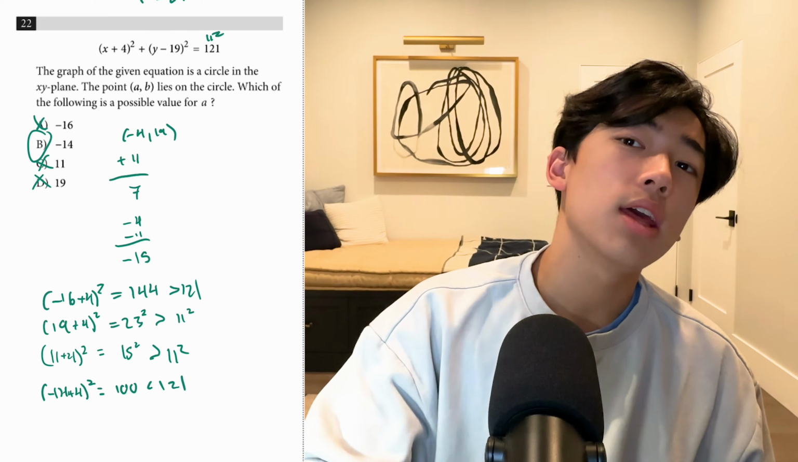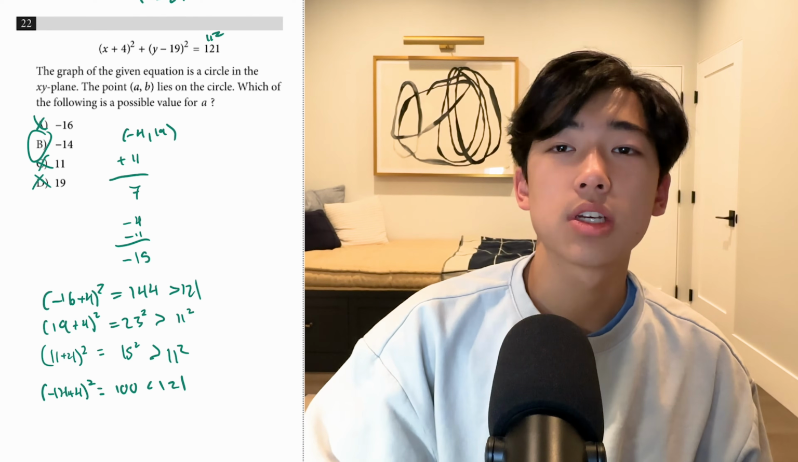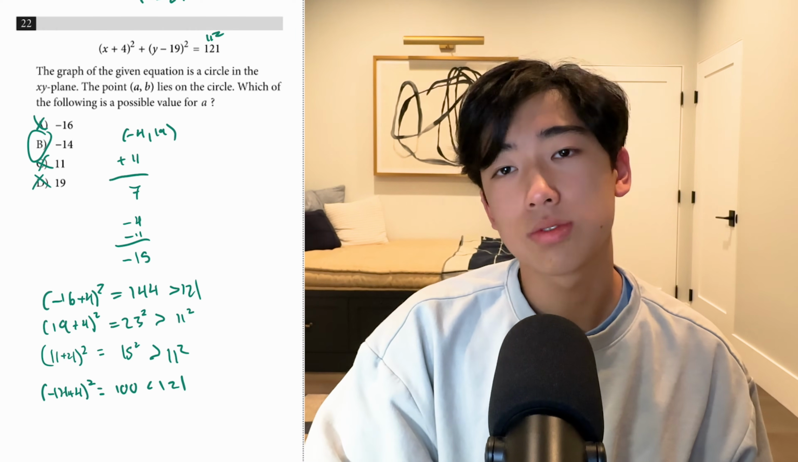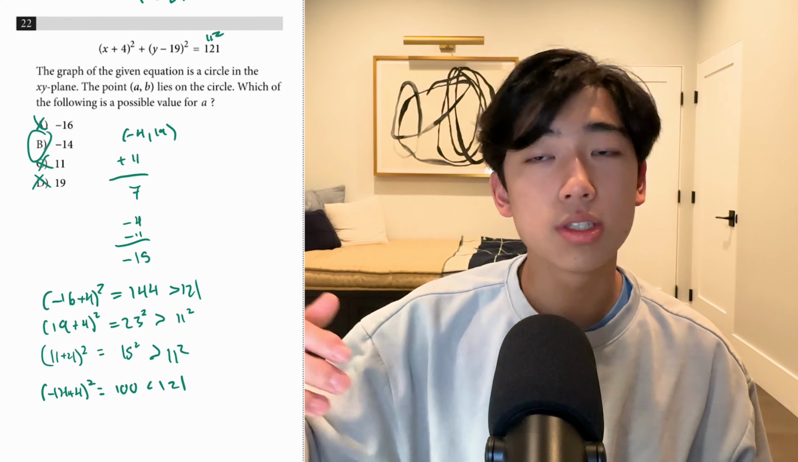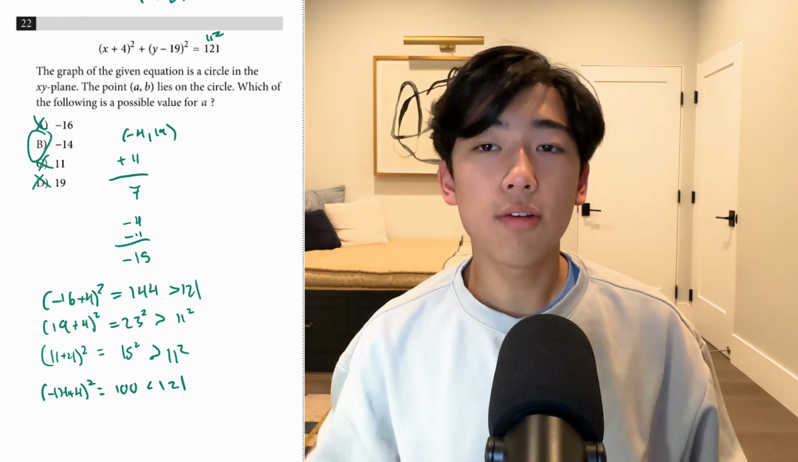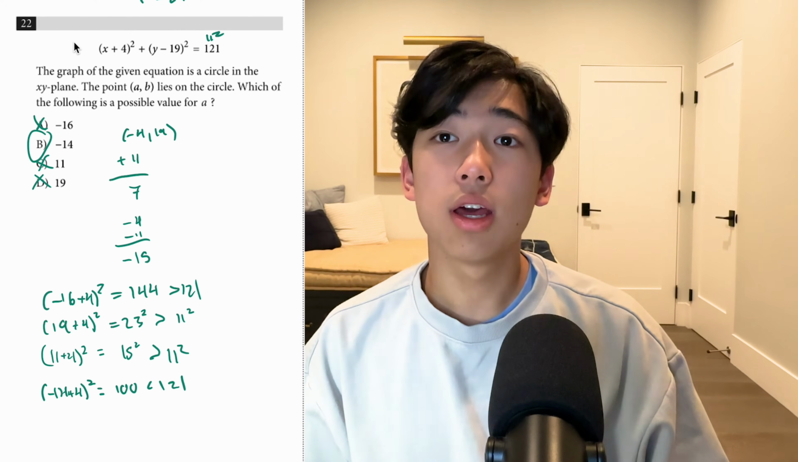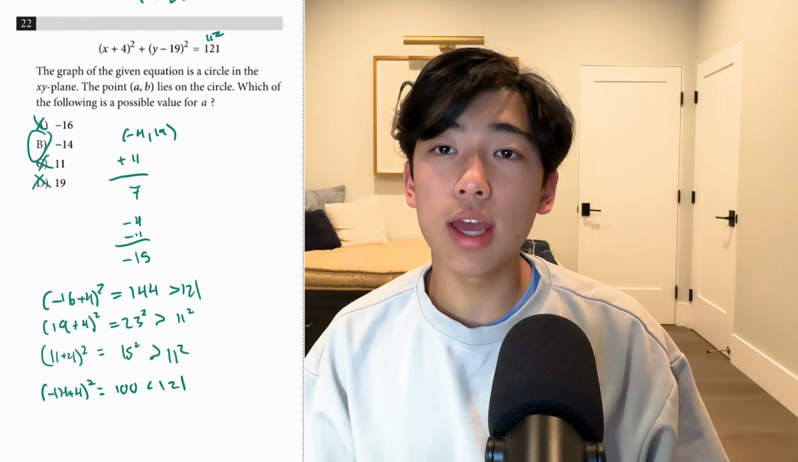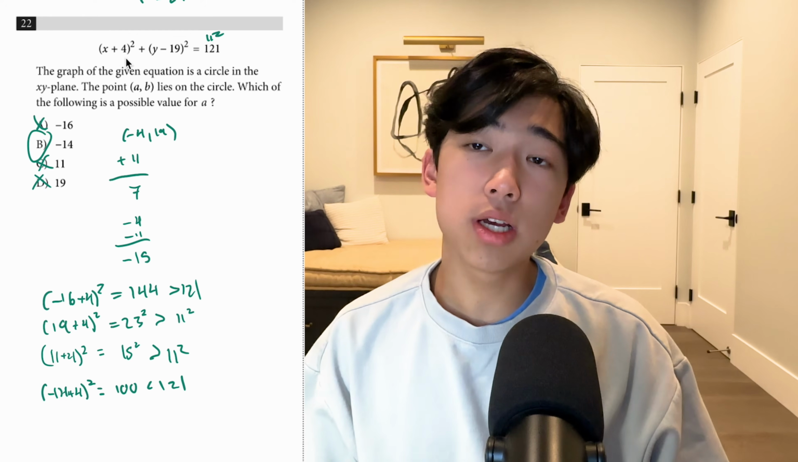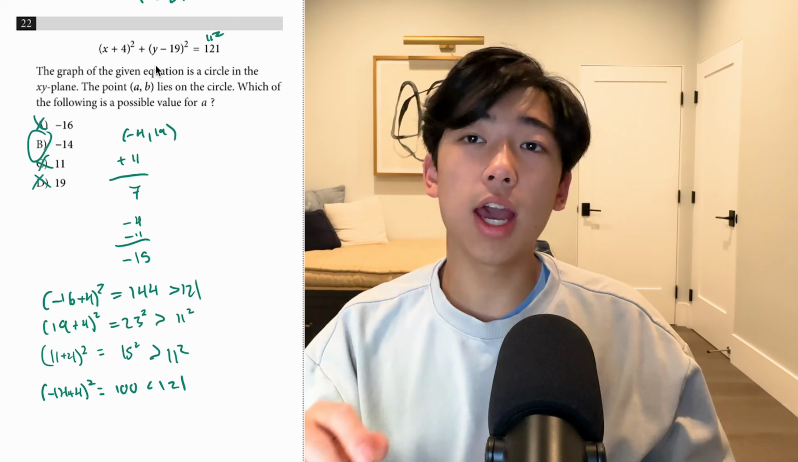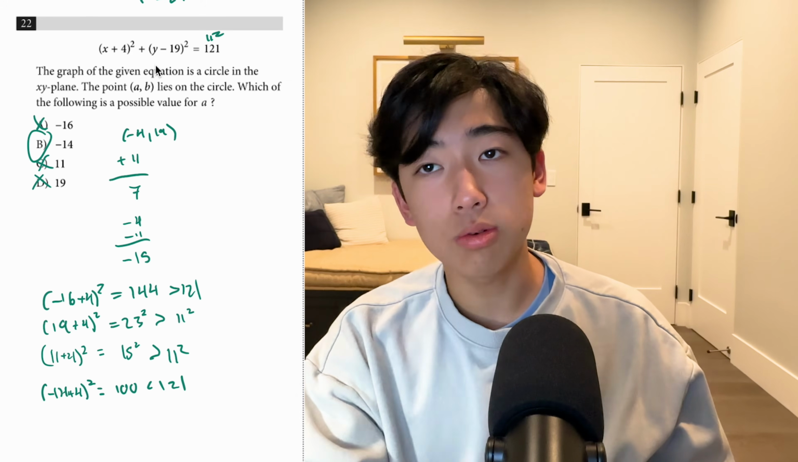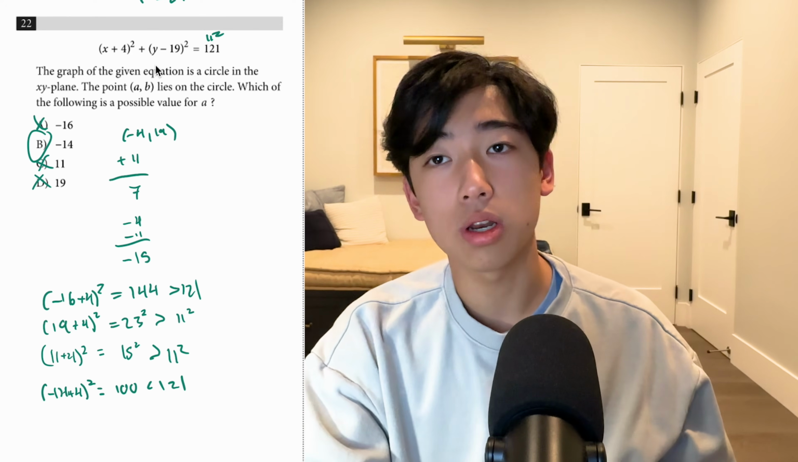And then plug in x equals, for example, -16, x equals -14, x equals 11, or 19, and see if those actually land on the circle or not. If you don't have a calculator, though, I feel like the second best way is to simply plug in these values of x into x plus 4, because what you need to know is that x plus 4 squared has to be equal to 121 or less than 121.